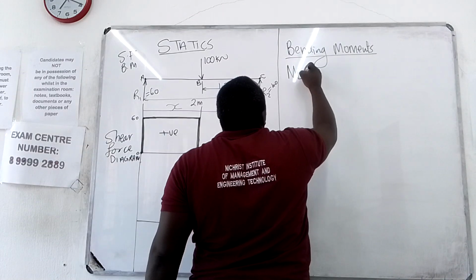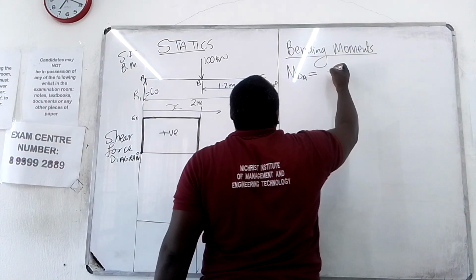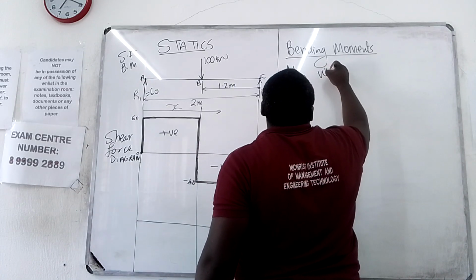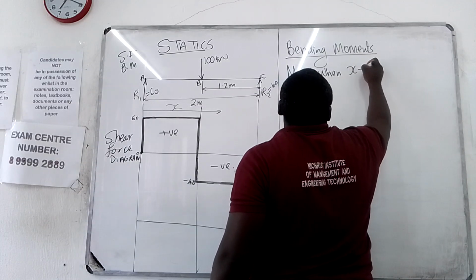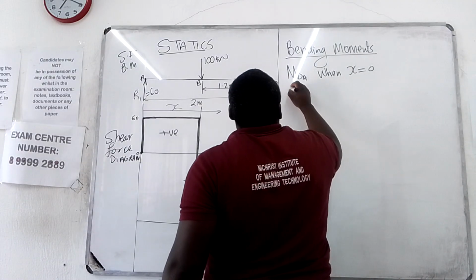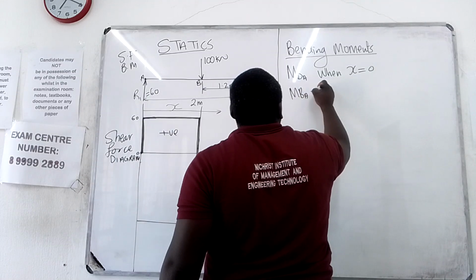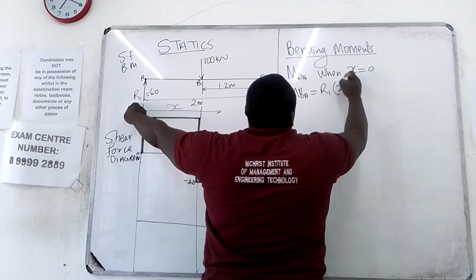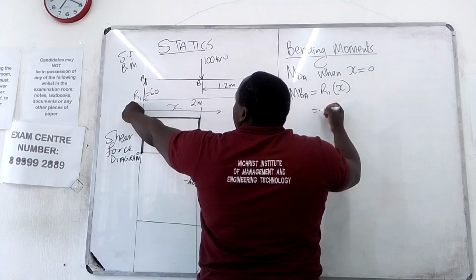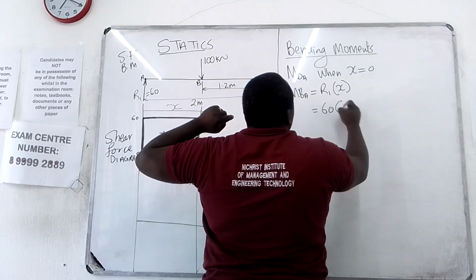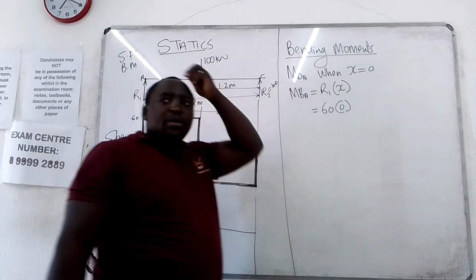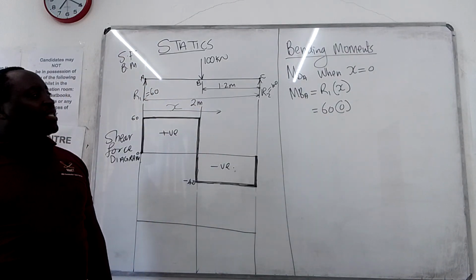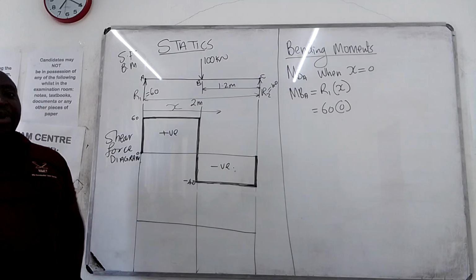Bending moment at A is equal to bending moment at A when X is equal to 0. So bending moment will be what? R1 times X. What is our number? R1 is what? 60 times what? 0. R1 times X.